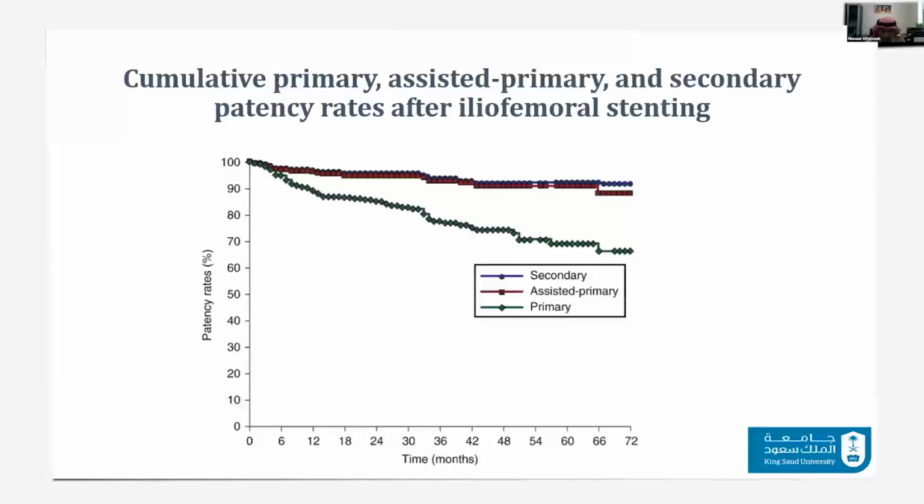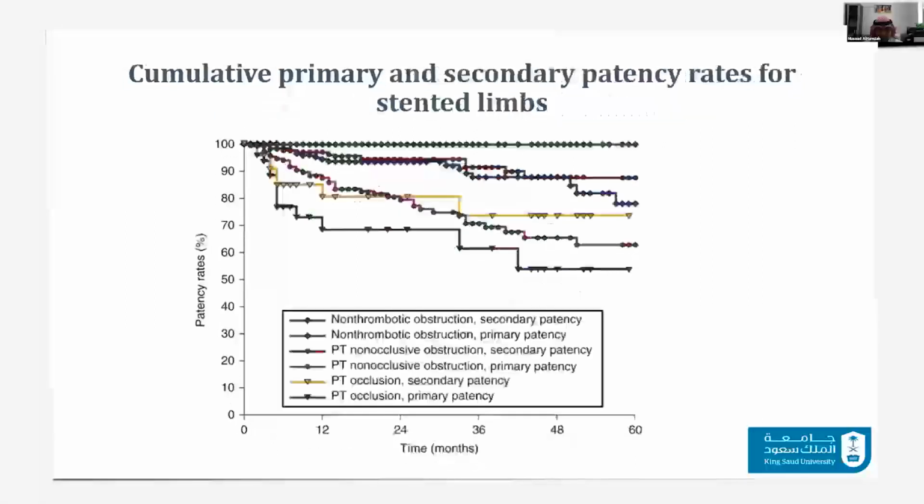The clinical outcomes, the stent outcomes related to patency: as you could see, the secondary patency and assisted primary patency can keep the stents open, or can treat it when it occludes, with a good degree of success above 90%. And the primary patency goes really down as you go further along in time. That gives you an indication that this requires a lot of maintenance, follow-up and surveillance in order to maintain the patency of these stents and prevent the recurrence of symptoms.